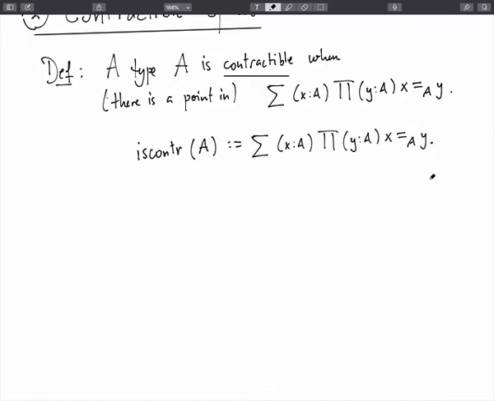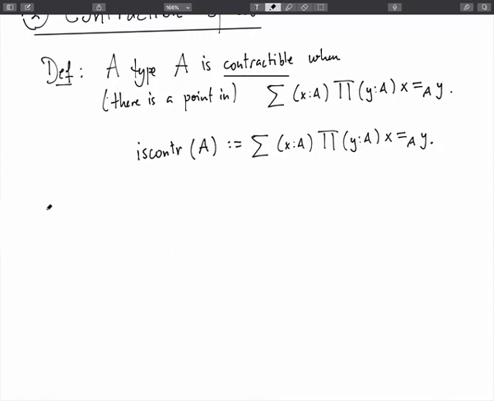And the reason why it's contractibility is that you need to remember that the way you read this pi here is as a continuous section, right? So when you think about the pi, it says that there's a continuous section. So the path from x to y will vary continuously with respect to y.